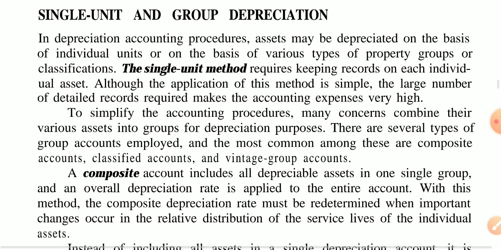Single and group depreciation part. In depreciation accounting procedures, assets may be depreciated on the basis of individual units or on the basis of various types of property, groups or classifications.